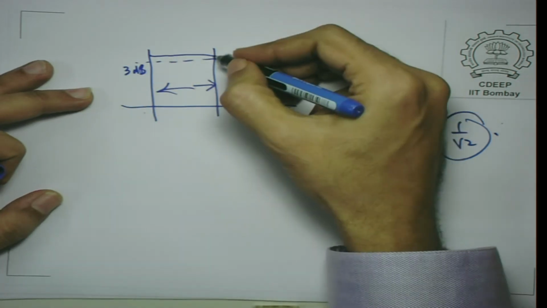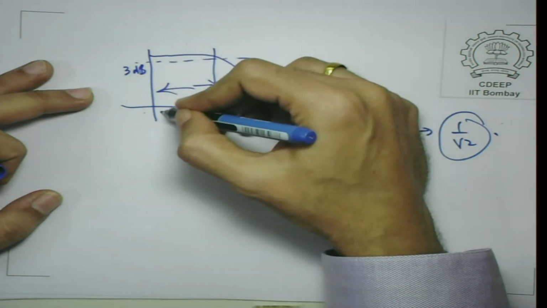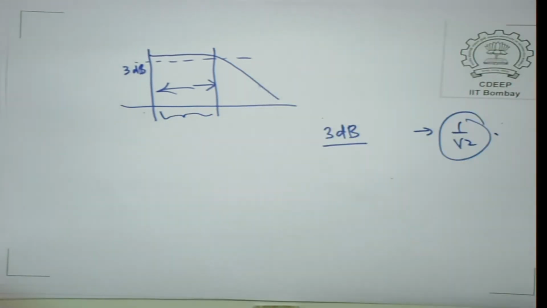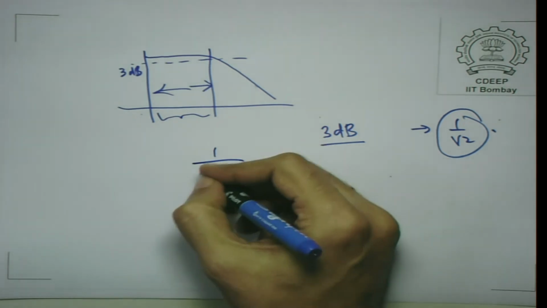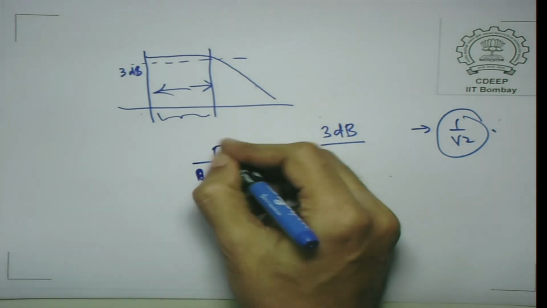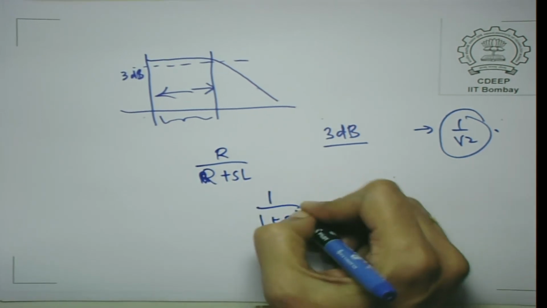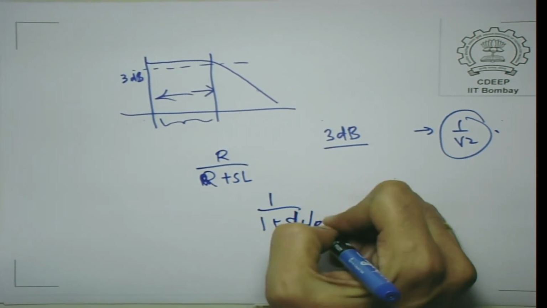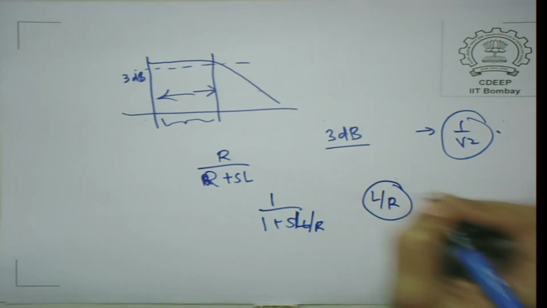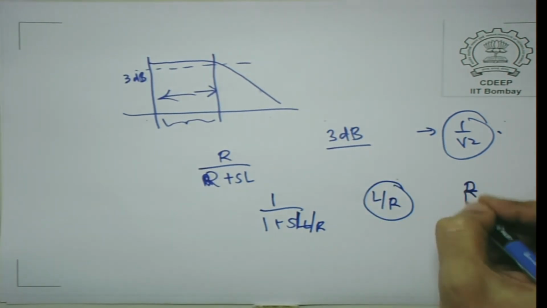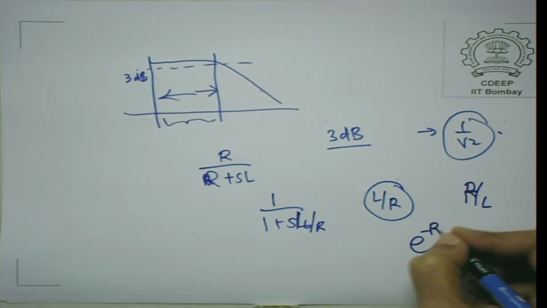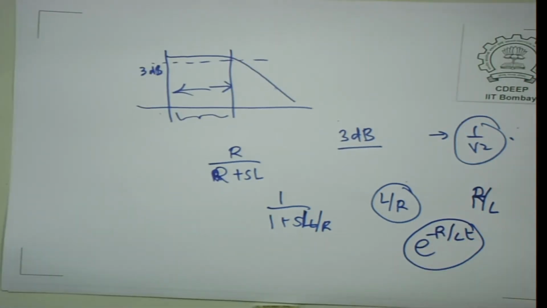So, what you find is this 3 dB gain is actually one definition of a bandwidth for a low pass filter. In case you have L by R, which is also the time constant of the natural transient in this circuit, this is 1 upon 1 plus S by L by R. L by R, if you recall, is the reciprocal of R by L, which appears in the e raised to minus R by L in the transient response.